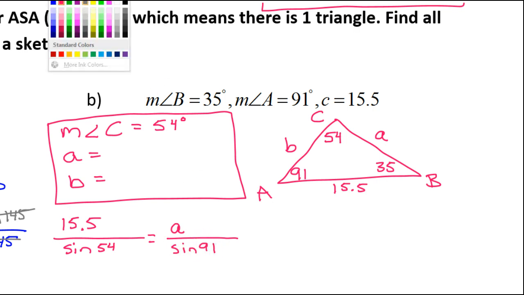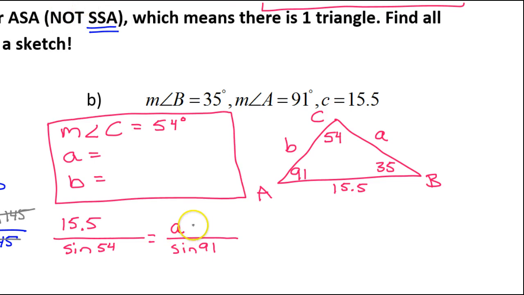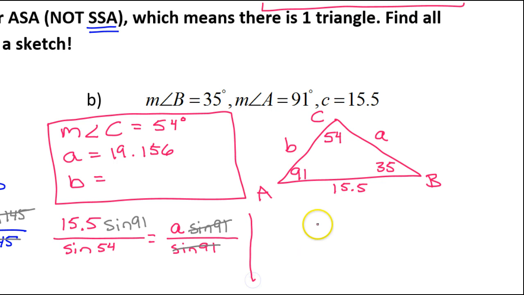Okay, so if I want to get side A by itself, I need to multiply both sides by the sine of 91 degrees. So these will cancel each other out, and that will leave me with side A. So I'm just going to put this entire expression in my calculator all at once. That gives me 19.156 for side A.